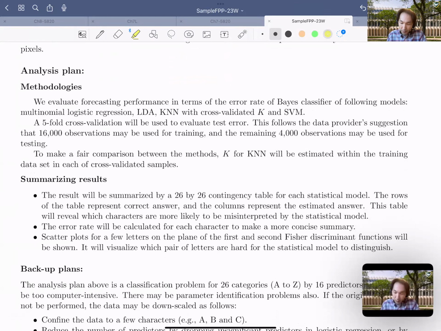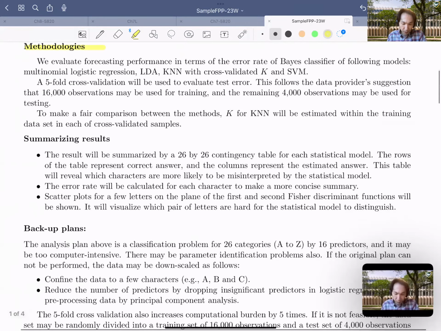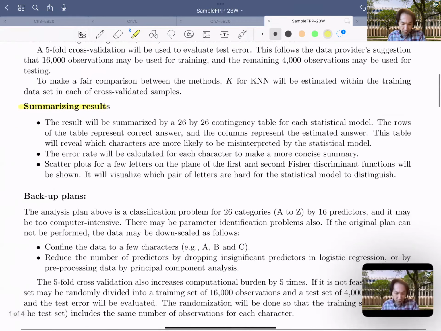And yeah, you can describe the methodologies that you are planning to use. And maybe you can describe how to summarize results.